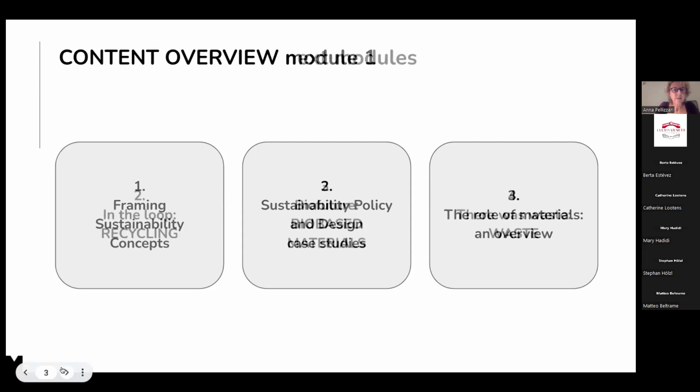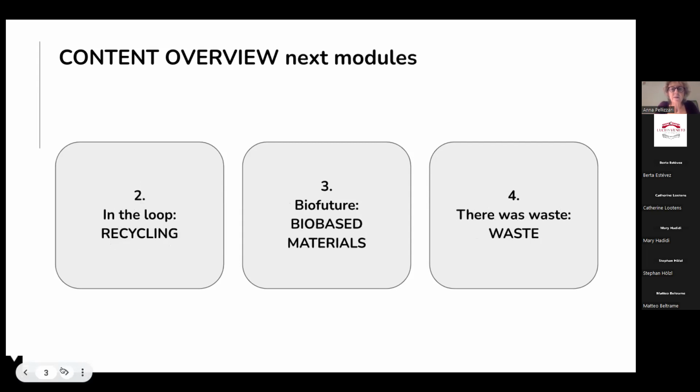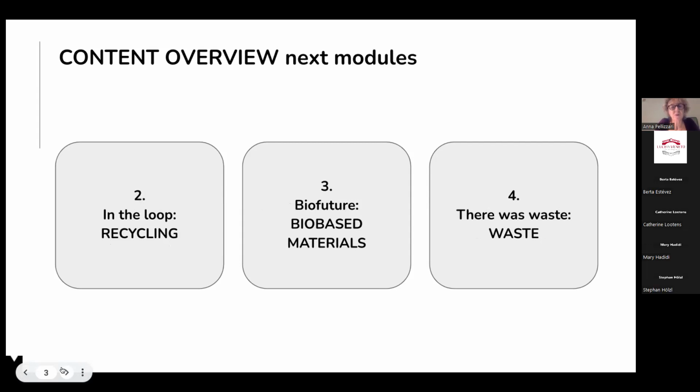Generally speaking, the course is organized in 4 modules. The first is more general and probably also a little bit more theoretical.